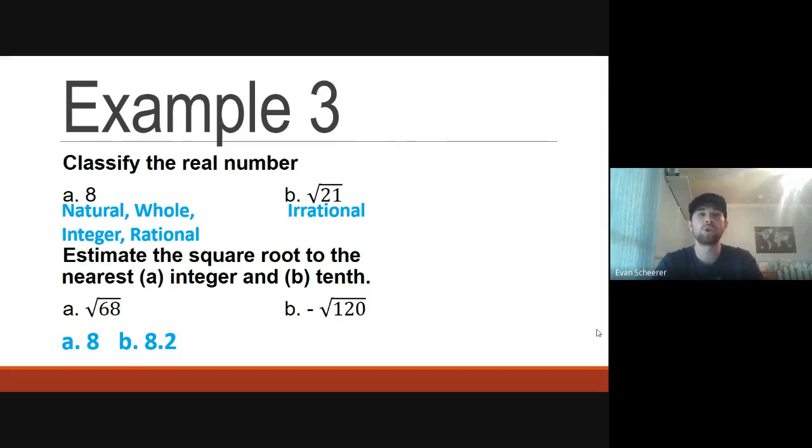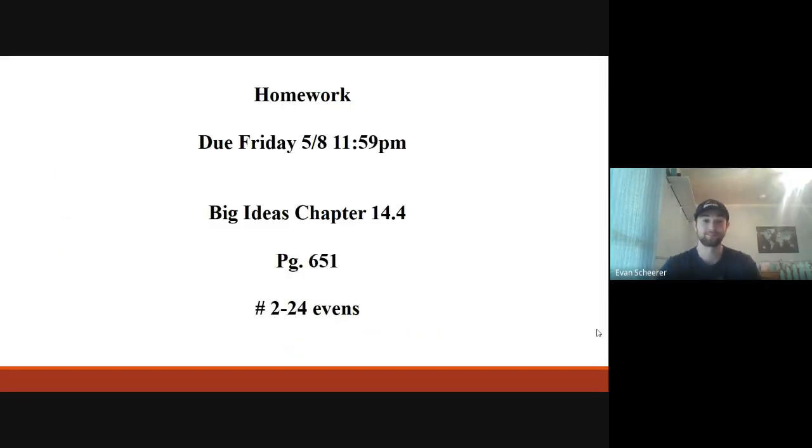120, that's so close to 121. 11 times 11 is 121. So it's not quite 121. So it's about 10.9 because it's not quite 11. But 10.9 rounds up to 11. So the integer would be negative 11. But then for B, it'd be negative 10.9. That makes sense.